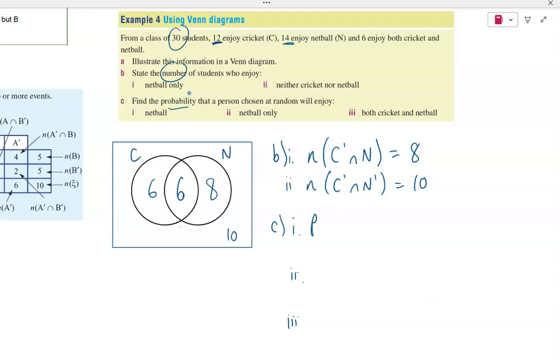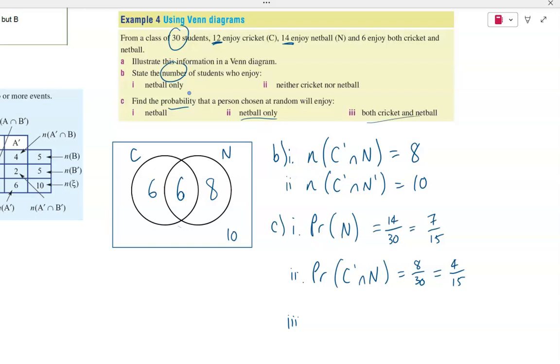So what's the probability that someone randomly chosen from that class likes netball? Okay, there are 14 people in the class that like netball, over 30 in total, which simplifies to 7 over 15. What about netball only? We did the set notation for that already. The probability of not cricket and netball is 8 on 30, or as I did before, 4 over 15.